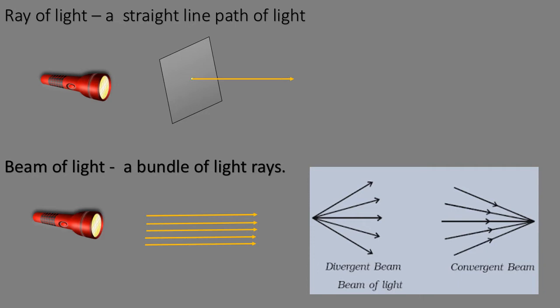There are different types of beams of light like parallel beam, divergent beam and convergent beam. In a parallel beam, you can see all the light rays are parallel to one another, moving in the same direction. In a divergent beam, the light rays diverge from a single point to different directions. And in a convergent beam, you can see the light rays meeting at a single point and hence it is called a convergent beam. These terms, the beams and the ray of light, will become more familiar to you in the coming classes.